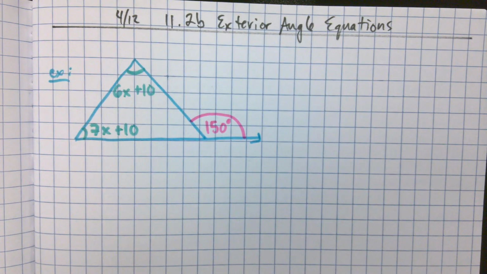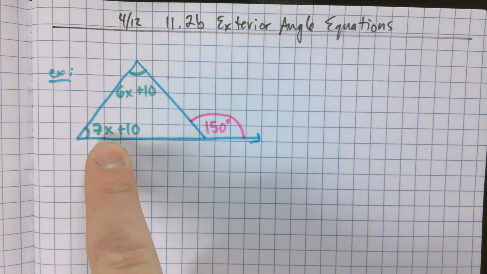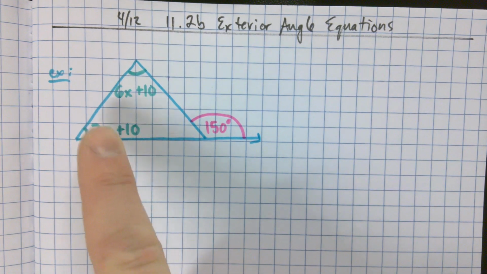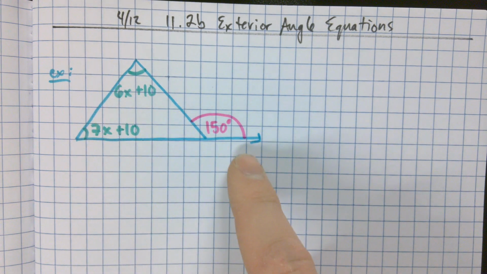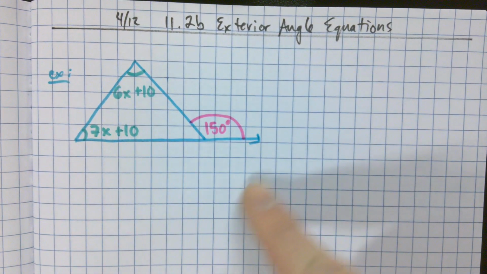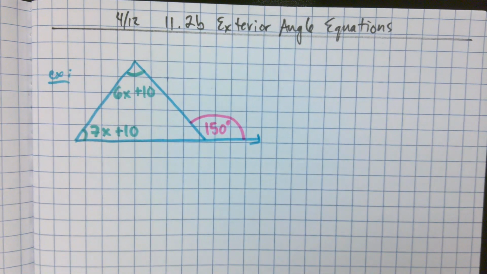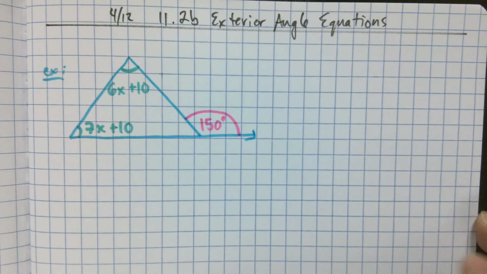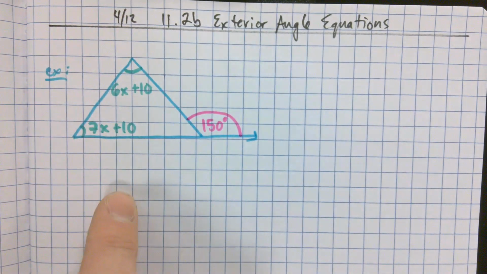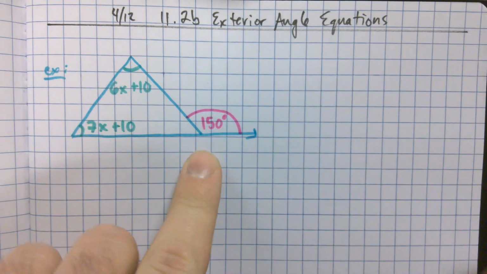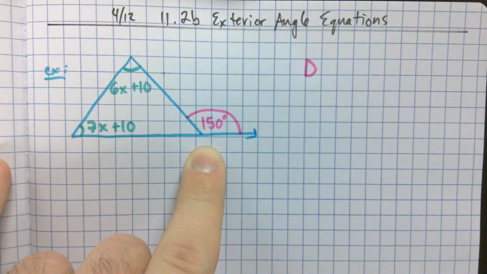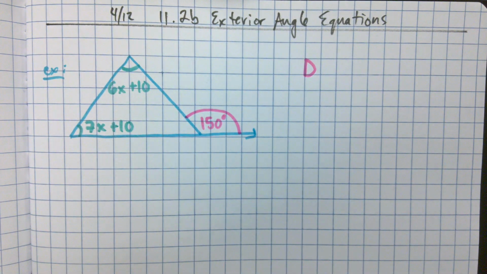So I got this diagram here. I've got an interior angle of 7x plus 10, another interior angle of 6x plus 10, and then I've got this angle over here of 150 degrees. So which of these three angles is my exterior angle? 150. It's on the outside of my triangle.